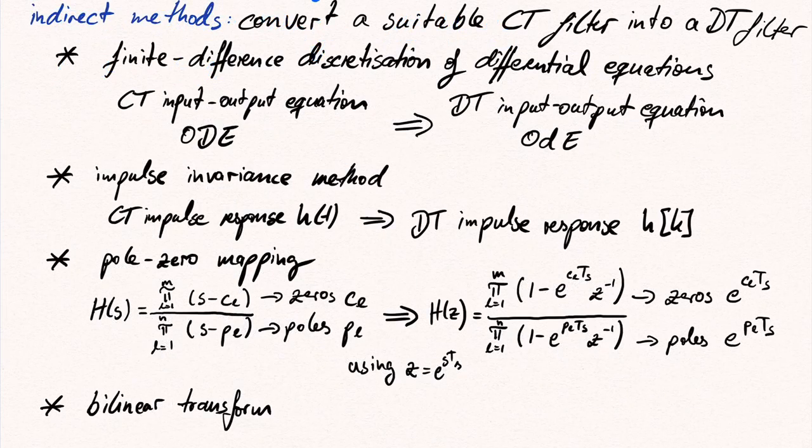By far the most used indirect design method for IIR filters is the bilinear transform. While the finite difference discretization method aims to map the input-output equation of the CT and the DT filter, the impulse invariance method aims to map the impulse response of the CT and the DT filter, and the pole zero mapping aims to map the zeros and poles of the CT and DT filters. The bilinear transform maps the frequency range of a CT filter into the frequency range of a DT filter. We will discuss more details about the bilinear transform in the next video.